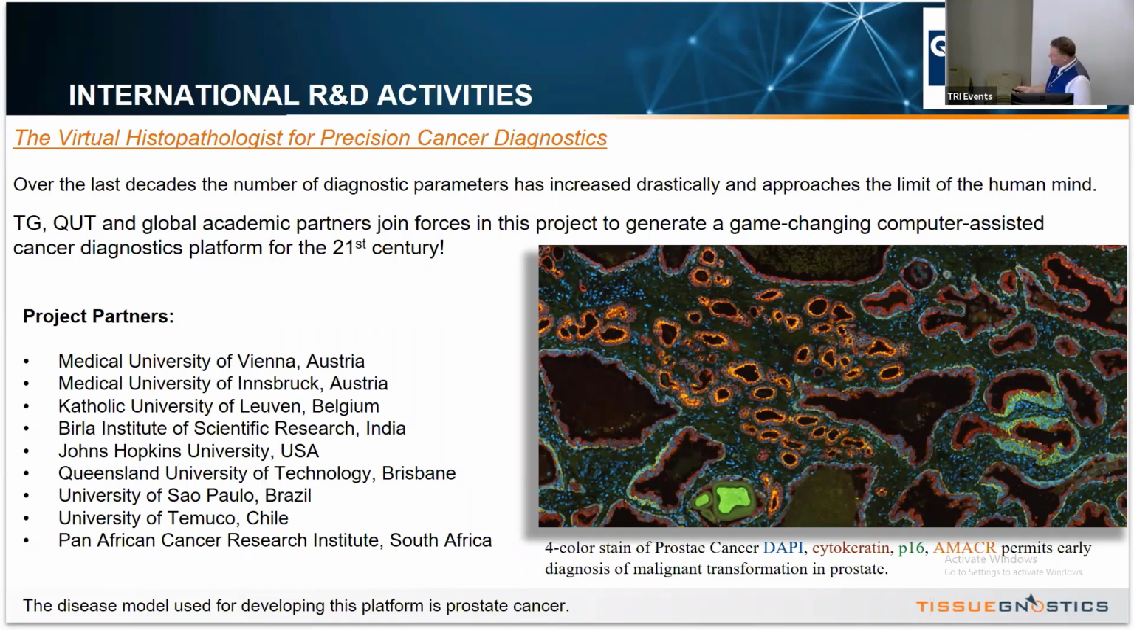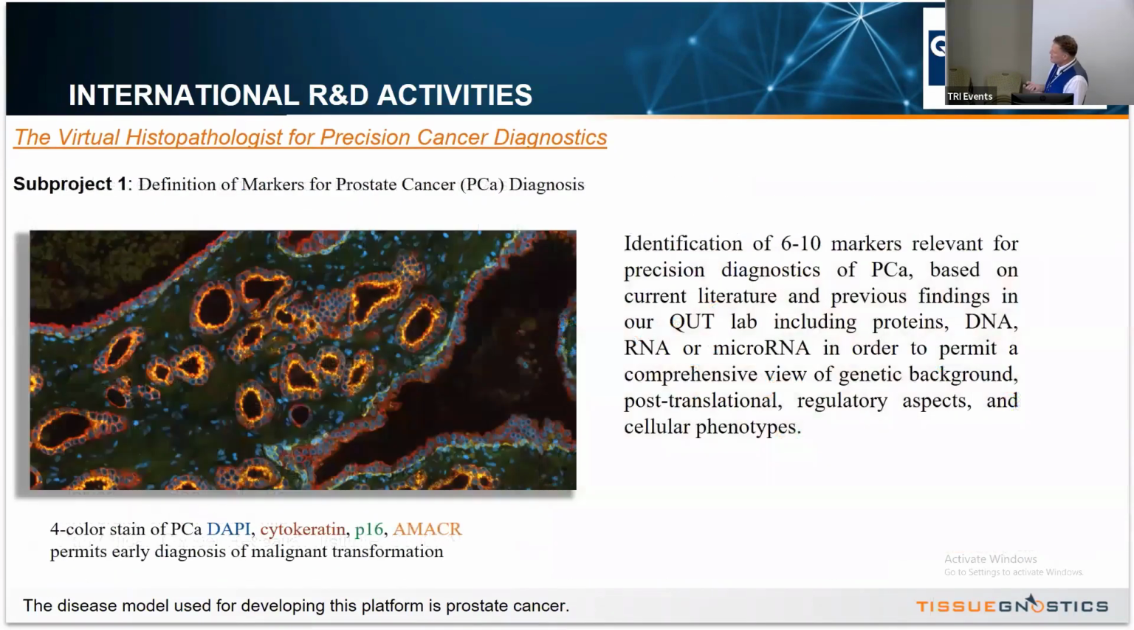The model disease that we have decided on, because obviously Jyotsna is working on prostate, and as I may have said, I did my PhD at the Department of Urology, so I also have a personal link to prostate cancer research. This is our model. The project consists of several sub-projects.